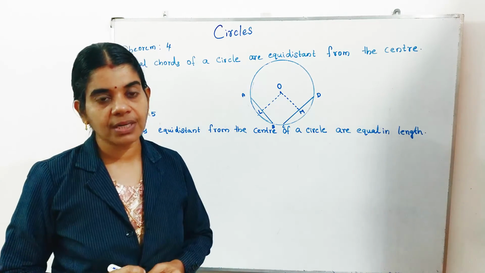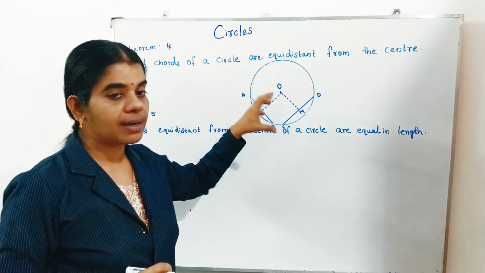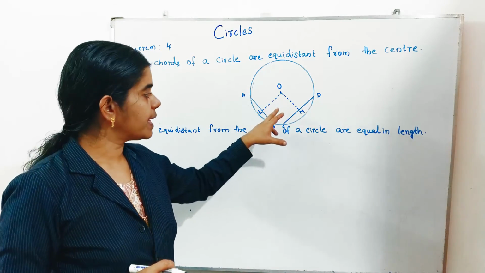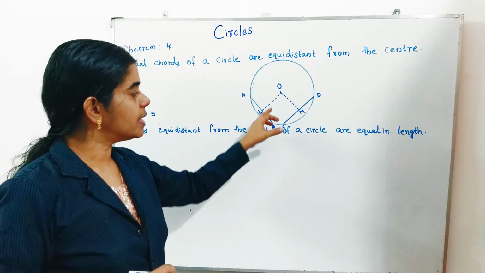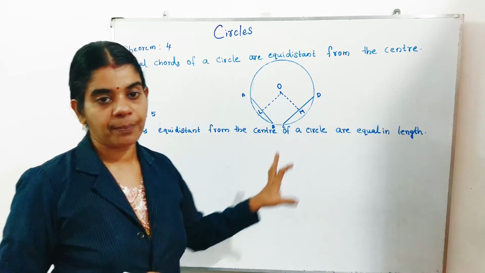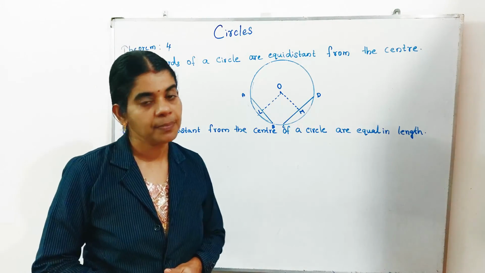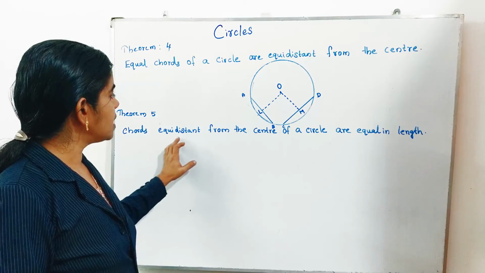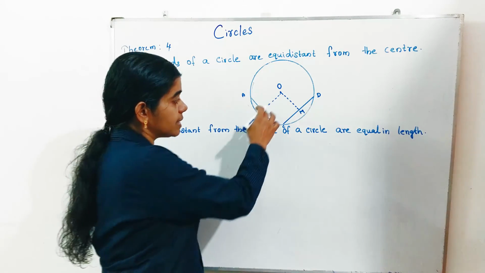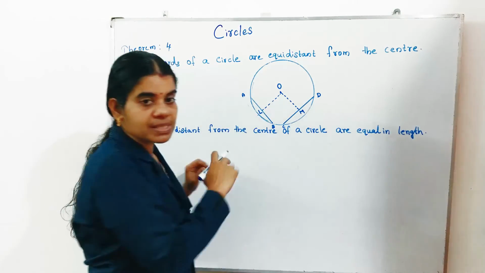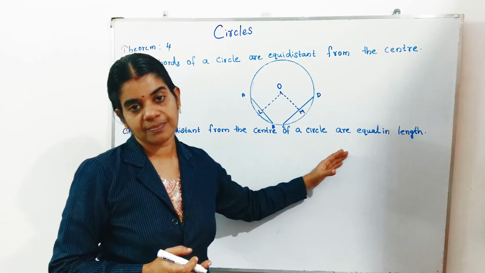Here the proof is not given. No need of studying it, you just want to study this theorem. AB and CD are two equal chords. OL and OM are the distances of those chords from the center. Then OL will be equal to OM. Then next we are discussing the converse of that theorem, that is, chords equidistant from the center. Two chords are given, that is OL equal to OM is given. Then those two chords will be equal.